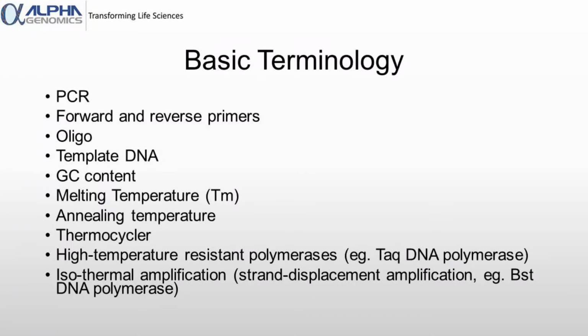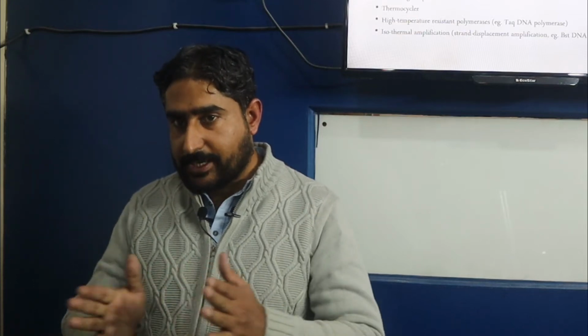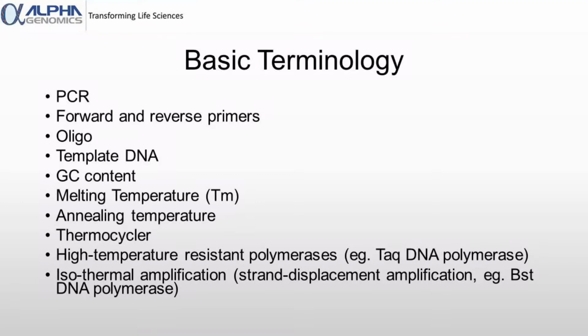Oligos are sometimes also used; the term oligo is used interchangeably for the primers. Template DNA is that DNA of which we want to make multiple copies. That's called the template DNA. GC content in the PCR reaction defines the pairing of the double strands of DNA, whether it's a strong pairing or a weak pairing. The more GC content we have, the more strongly the DNA will be paired, and it will be harder to take apart the two strands of the DNA.